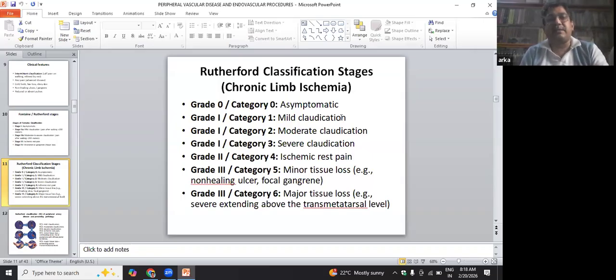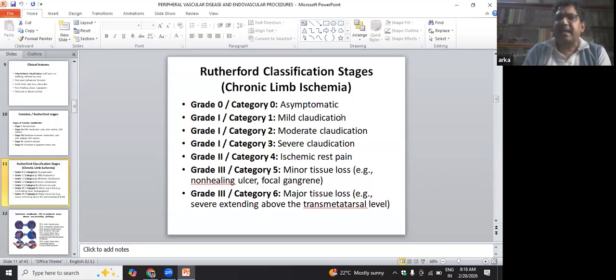That is, grade 1 also refers to the Fontaine classification, which is grade 1 in Fontaine classification. In the Rutherford classification, there are only category 1, 2, and 3 regarding mild claudication, moderate claudication, severe claudication. These are things which I will come to later.